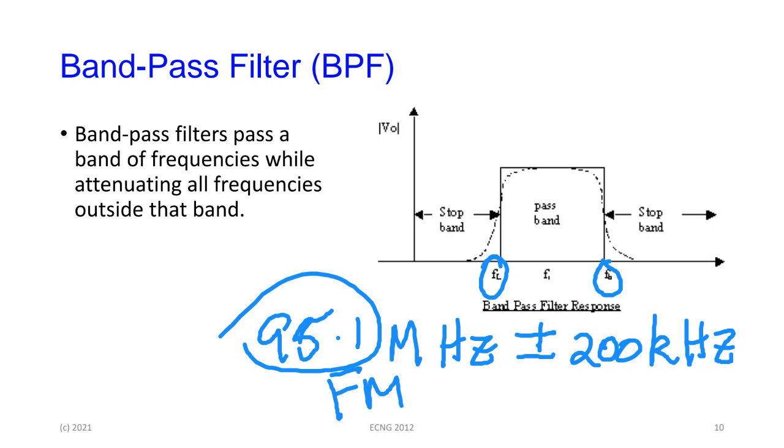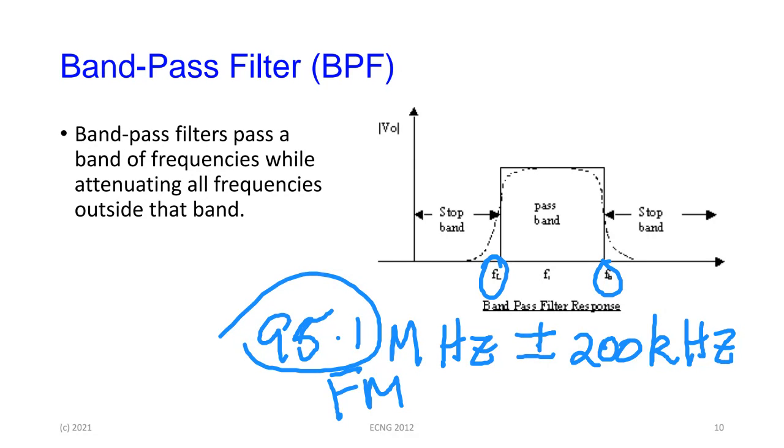It's 200, I think it is. It should be 200 kilohertz, right? By law. So in other words, if you have another station close to 95.1, you have to be at least 200 kilohertz away so they don't interfere with this.